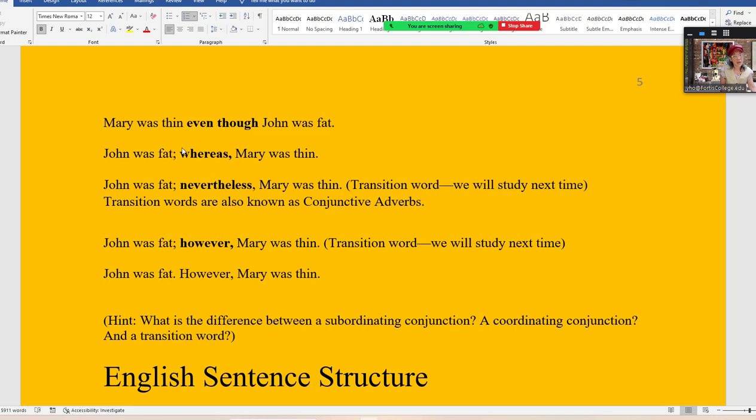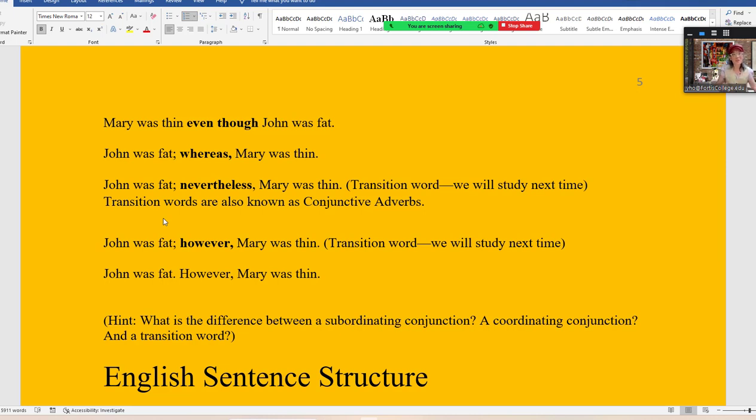So whereas, nevertheless, and however are all transition words, because notice the punctuation. You have a semicolon and then a comma, semicolon and a comma, semicolon and a comma. These are all transition words. However, with a transition word, you could also have a period. I could put a period and a comma, and then you have to capitalize however. And if you use transition words and it's a compound sentence, then the two facts are equal, just like with the others, because it is a compound sentence.